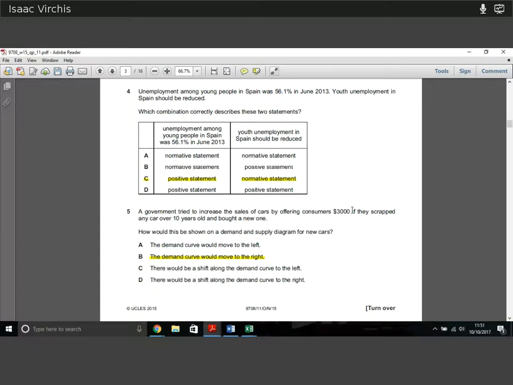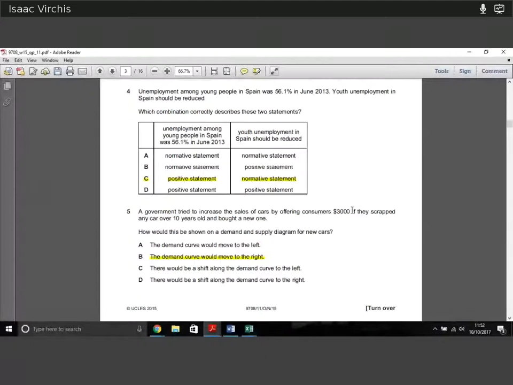Here we have a government policy where they're trying to increase the sales of cars by offering consumers 3,000 if they scrap any car over 10 years old and buy a new one, to induce customers to buy cars. So what they're doing is simply increasing demand, because it's not based on a price change, they're simply giving them money. If it was based on a price change, then you would have a movement along the demand curve. But because it's a whole shift of demand at the price level, because they're offering flat rates to encourage people to buy the car, the demand curve simply shifts out to the right.